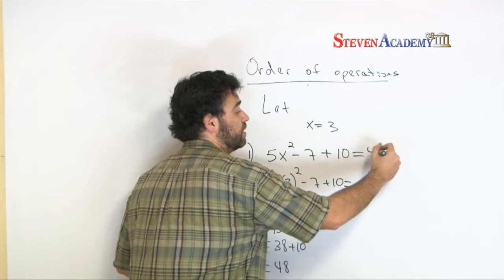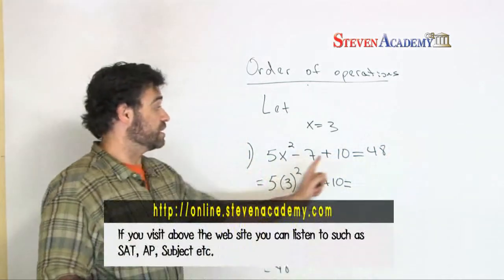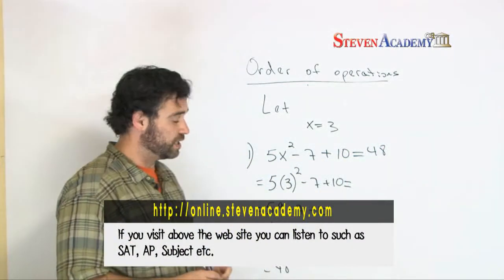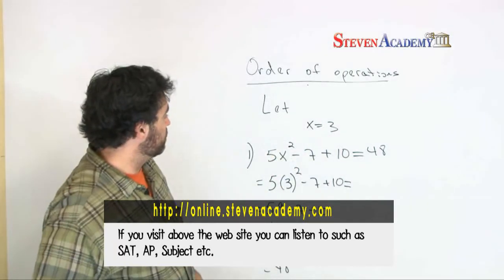So when x equals 3, this expression is equal to 48. And we see our work right down here. And let's look at some more. Let's leave x as 3.